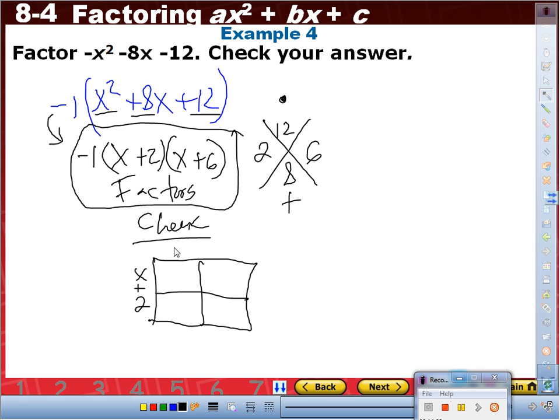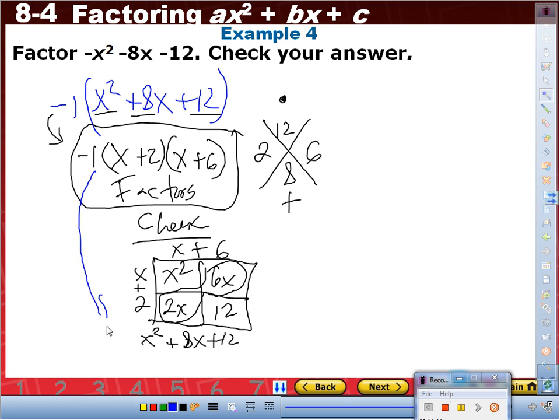x plus 2, x plus 6, this is x squared, 6x, 2x, 12. x squared, combine like terms, this is 8x plus 12. Don't forget the friend, negative 1, distribute. And what do we know when we only have a negative in front of the parentheses? It changes everything to its opposite: negative x squared minus 8x minus 12. Hands up if you got the same? Yes? Good. Let's move on to the next one.